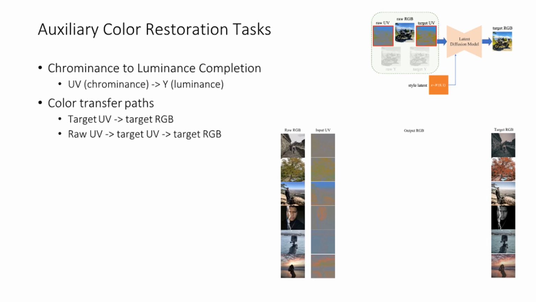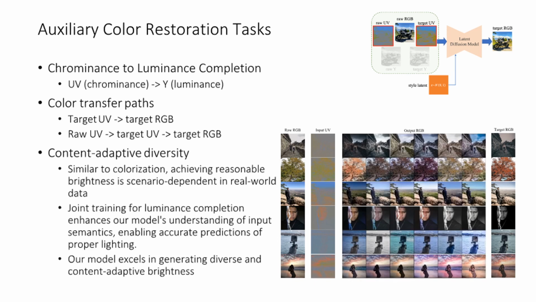Addressing colorization limitations, we introduce a complementary task, chrominance to luminance completion. Seamlessly integrated into joint training, this task enables our model to predict reasonable brightness for specific input scenarios. Luminance completion results exhibit significant differences in ideal lighting across scenarios. Leveraging this variability, our model excels in generating diversified, content-adaptive brightness.